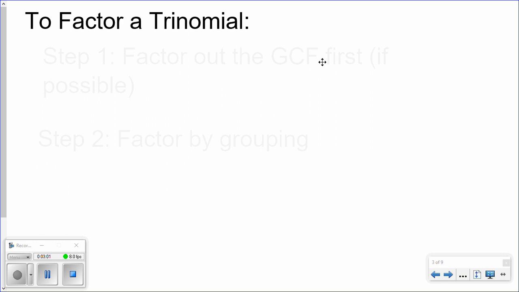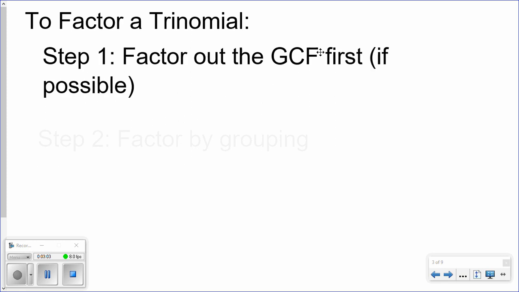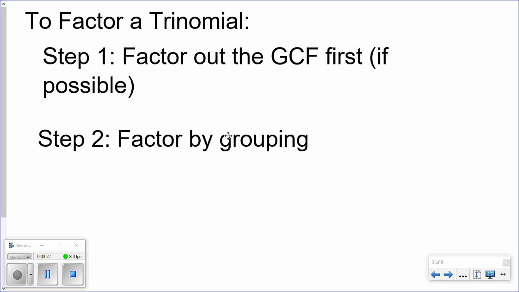When factoring a trinomial, your very first step is to factor out the GCF, if it's possible. If they have a GCF, you should factor it out, because it makes your trinomial have smaller numbers, so it's a little bit easier to do. If there's a GCF, factor it out, because that is one of the factors that gets multiplied together to create your trinomial. Step 2 is to factor by grouping, and I'll tell you what that is in a second. And that's it. That's how you factor a trinomial.